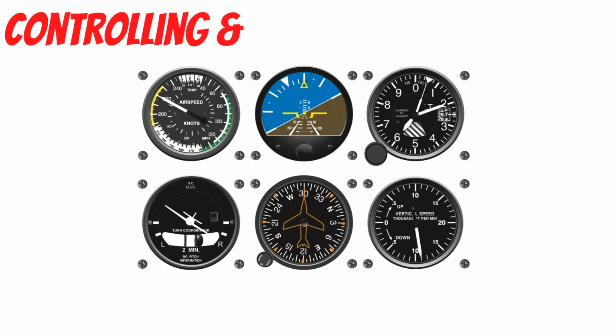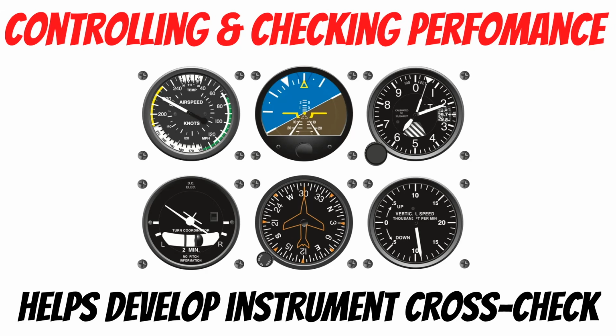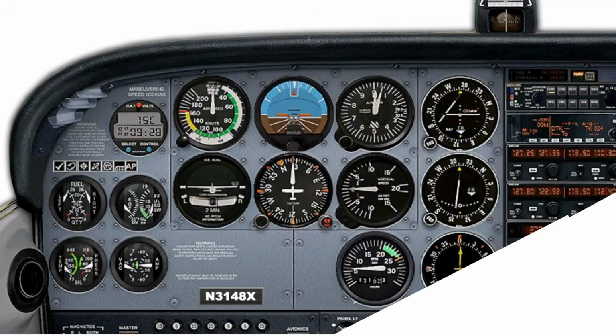In a nutshell, the control and performance method is using pitch and power to control the aircraft and then checking what kind of performance you're getting by using what we call the performance instruments. This method of controlling the aircraft and then checking the performance is one important way you can develop your instrument cross-check.